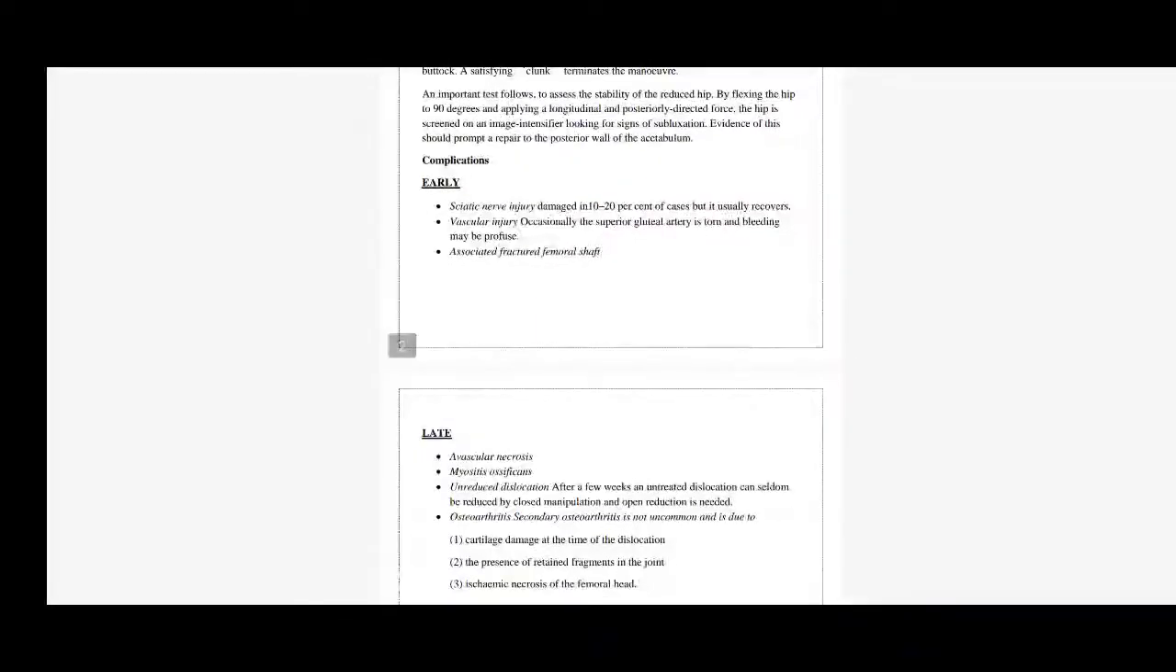Complications, as we know, are early and late. The early complication, the hallmark, is sciatic nerve injury, especially in fracture dislocation, in around 10 to 20% of cases, and usually it is a neurapraxia type and recovers spontaneously. Another is vascular injury, especially of the superior gluteal vascular bundle, which may be torn, and bleeding may be profuse and may need vascular intervention. Also associated fracture of the femoral shaft occurs in around 10 to 15% of cases.